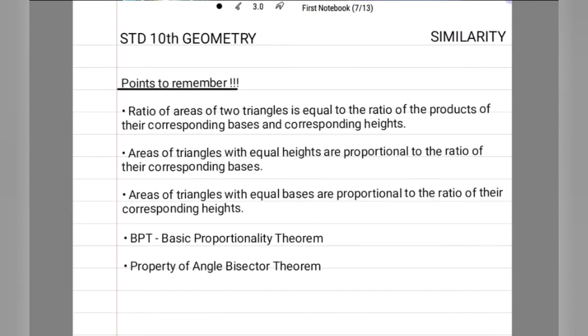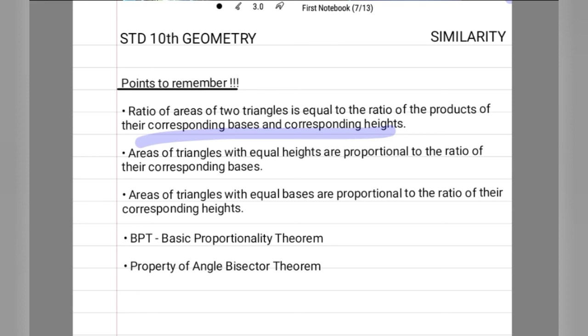Now since we have come to an end of today's session, here is the summary of what we have learned today. The first thing which we learned was the general property. If you remember, the general property is based on the ratio of areas of two triangles. It says the ratio of areas of two triangles is equal to the ratio of the products of their corresponding bases and corresponding heights. On that basis we derived two other conditions, that is, if the triangles have equal heights and if the triangles have equal bases.